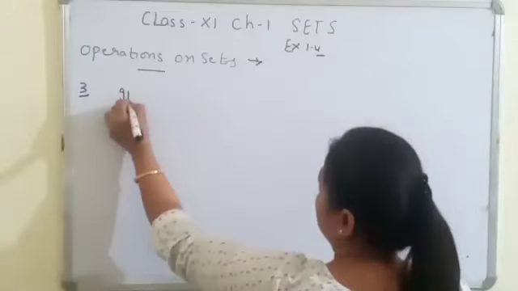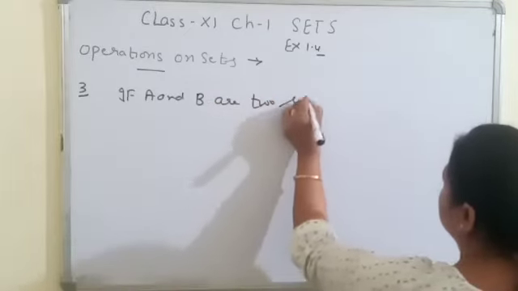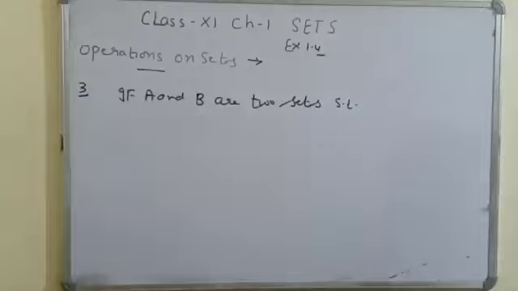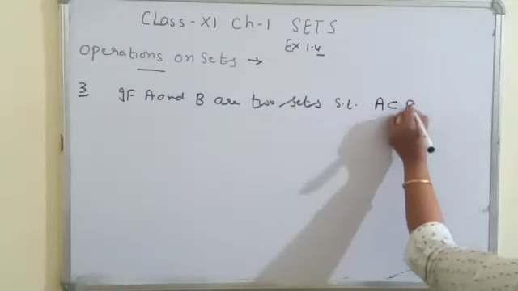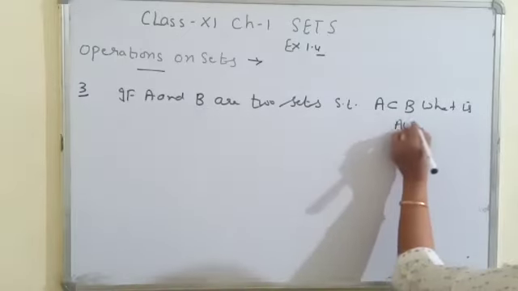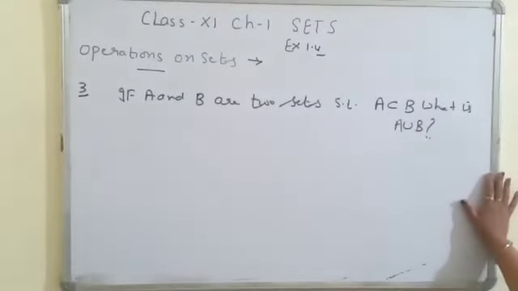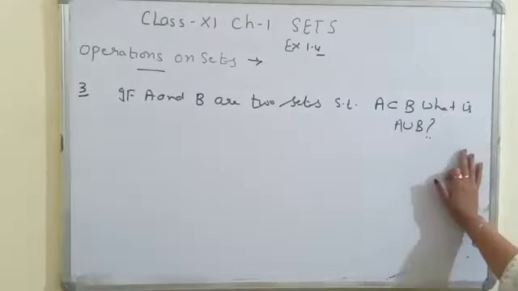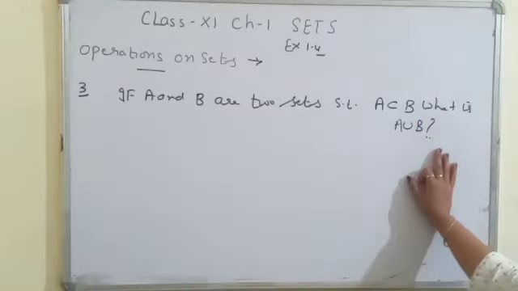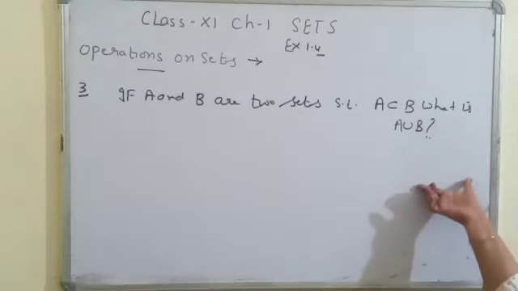Third question is, if A and B are two sets such that A is a subset of B, what is A union B? We can take the example of the second question. The second question is a suitable example for this. He is saying here A and B are two sets such that A is a subset of B, then what is the value of A union B? Obviously, from the last question we can directly write A union B is equal to the set B.